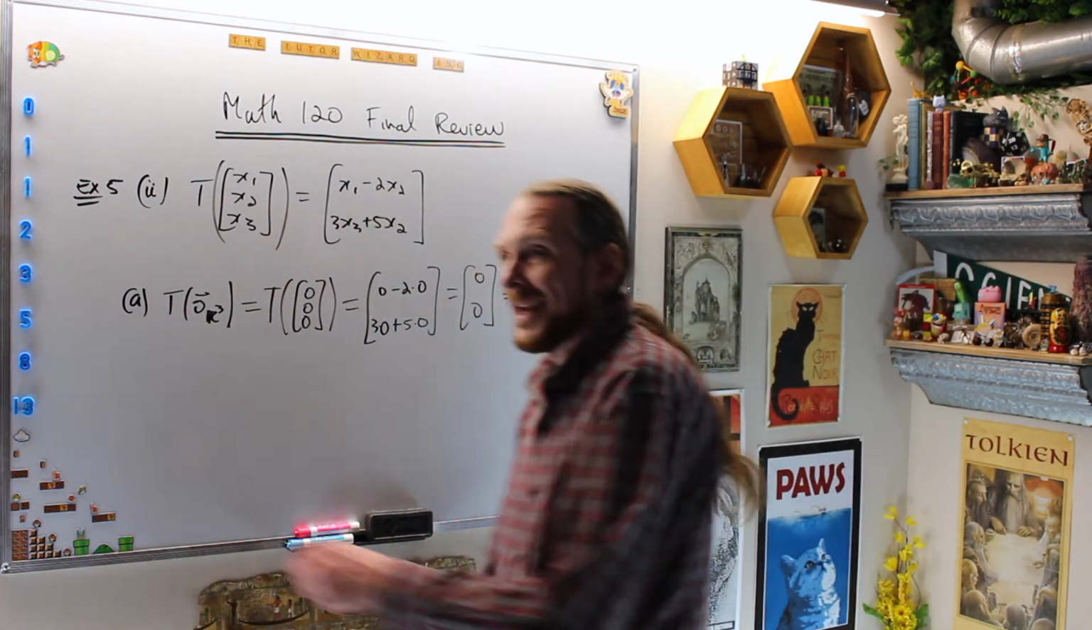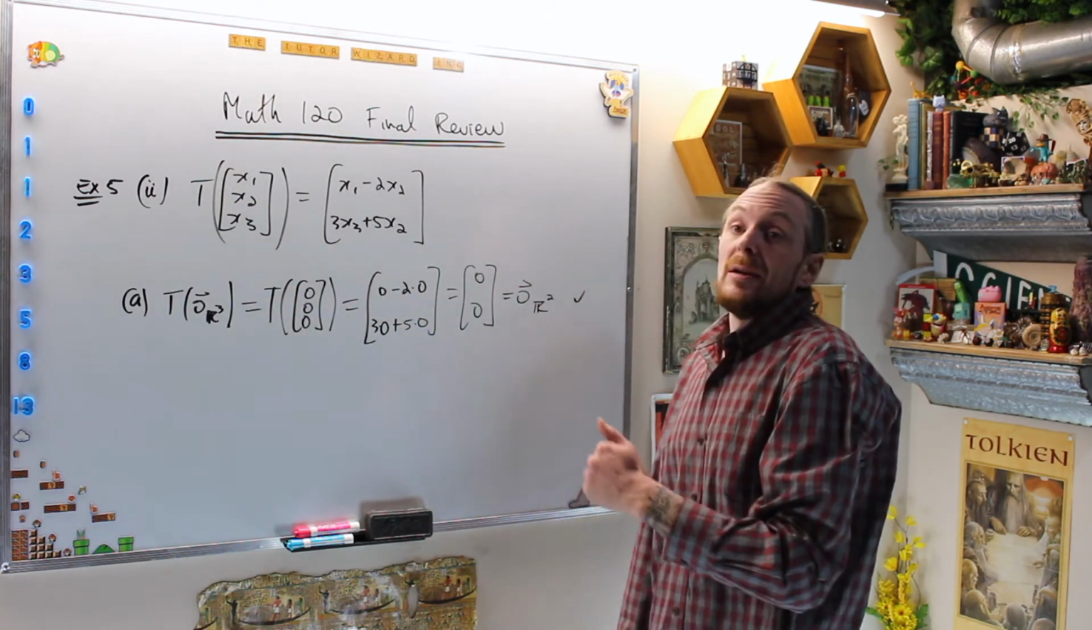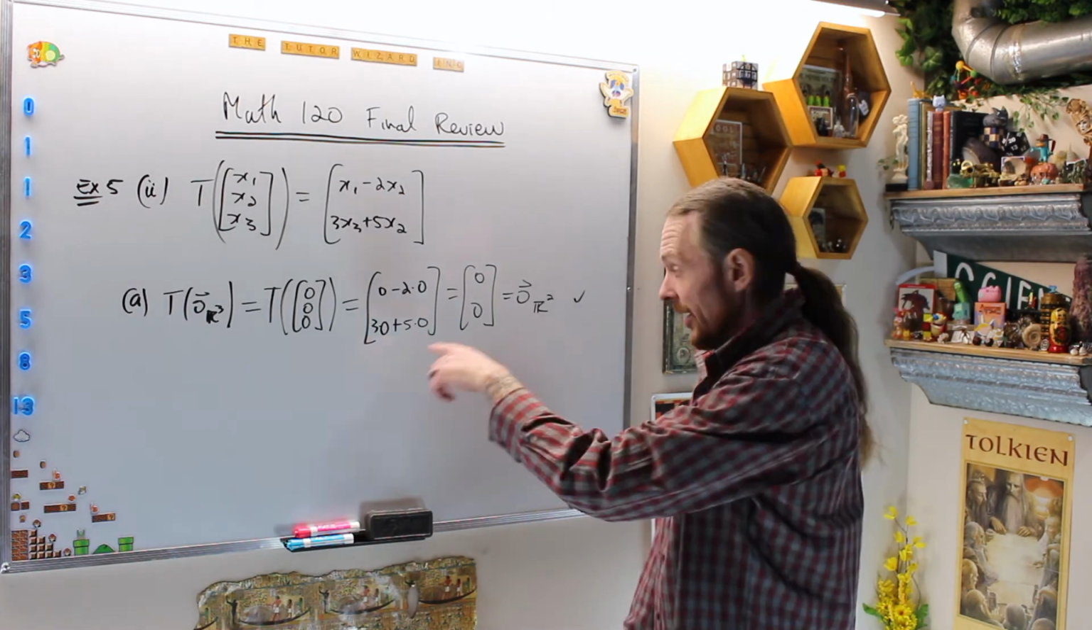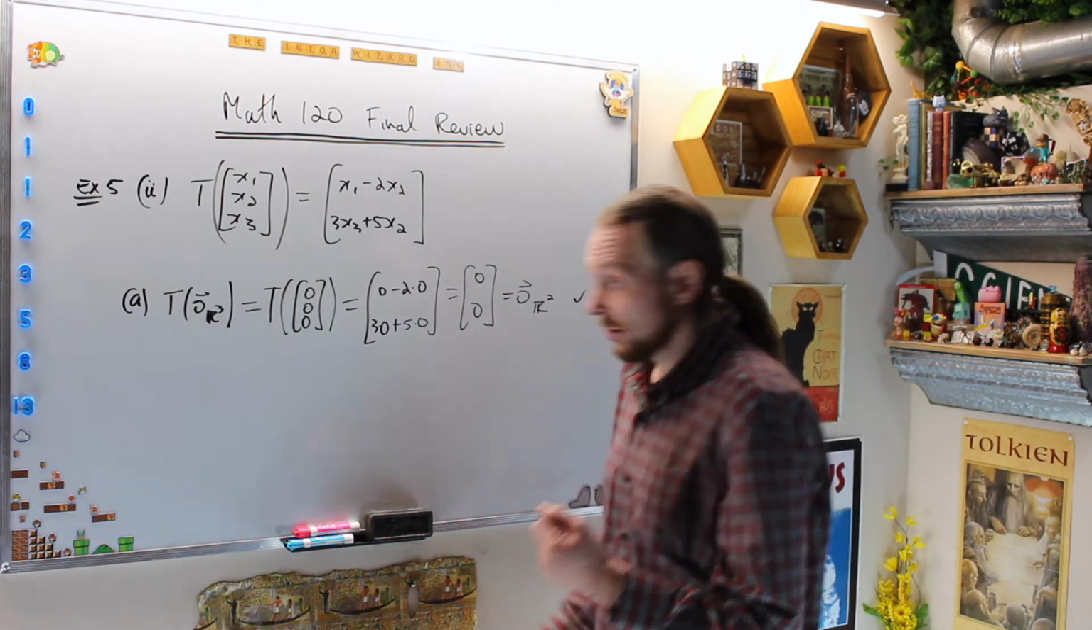It doesn't mean I can use the converse. Just because 0 maps to 0, I can't say it's linear. But if it doesn't map 0 to 0, it's not linear. So now if you get 0 to 0, you check the other 2 axioms. Make sure all the rest of them are true.